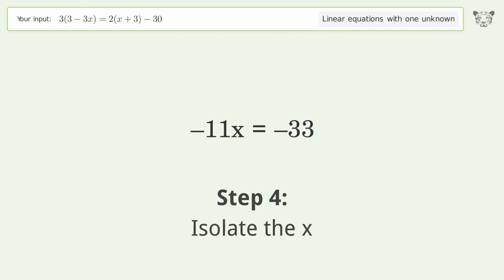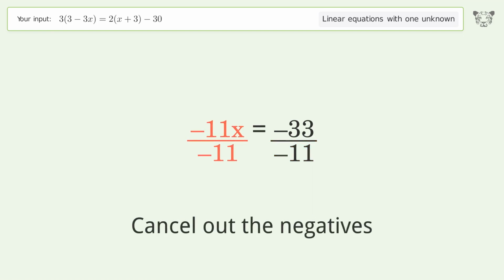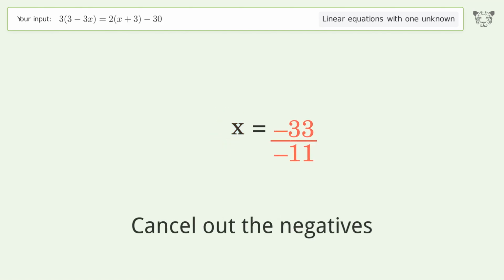Isolate the x. Divide both sides by -11. Cancel out the negatives. Simplify the fraction. Cancel out the negatives.